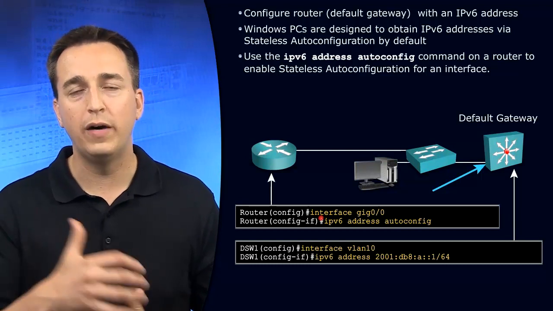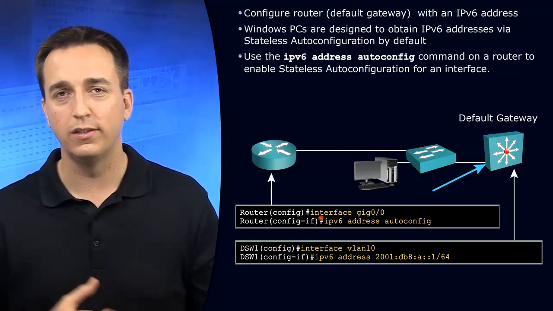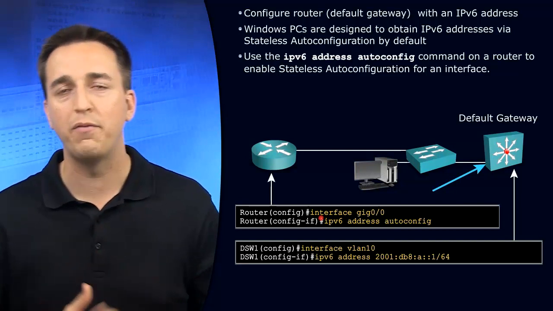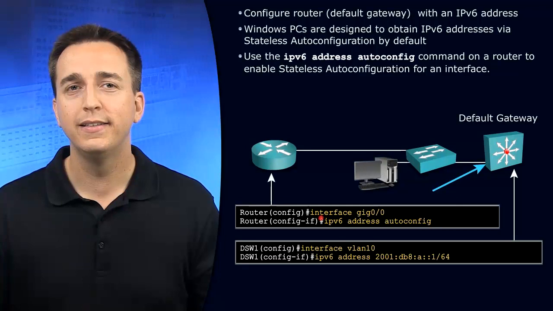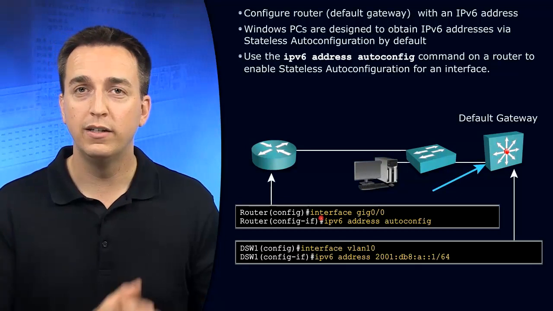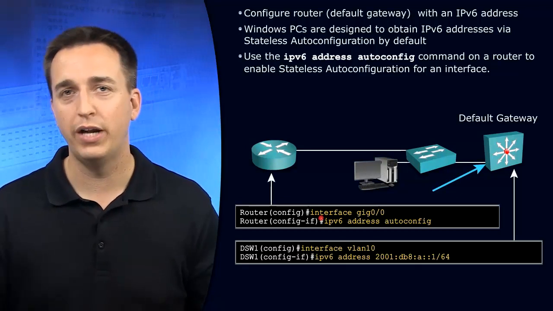And then the device will send out its router solicitation message. It would receive its router advertisement back from the default gateway we see here. And as a result, it will automatically assign itself an IPv6 address.